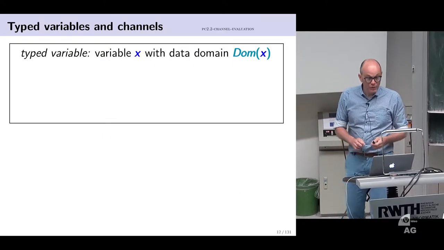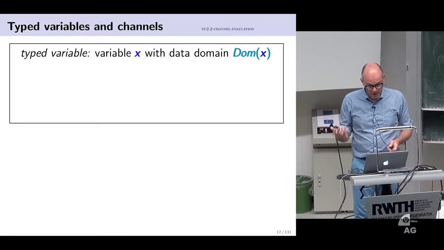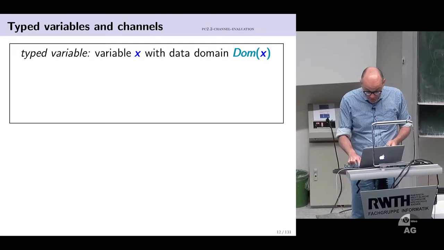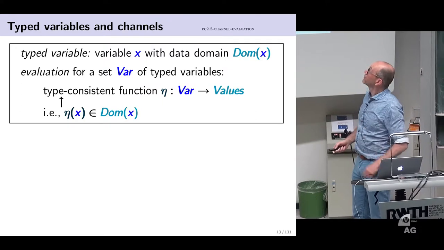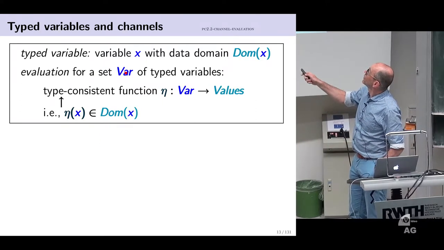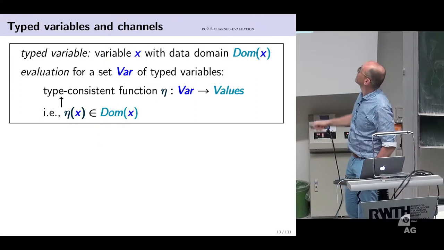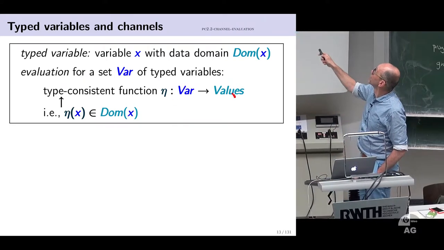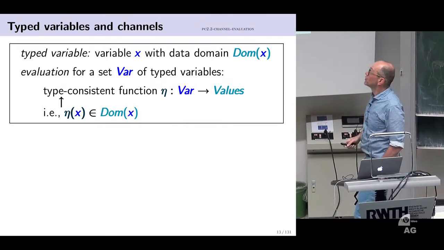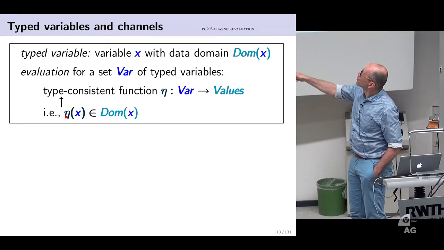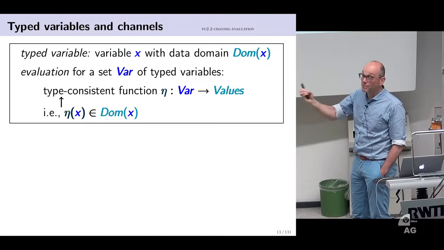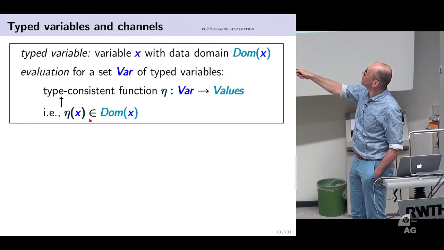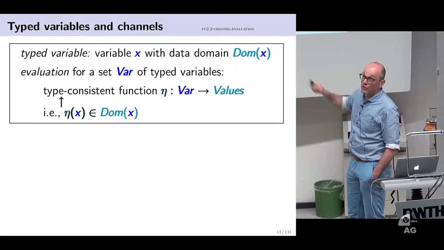Good. So what we have is type variables, variables with a certain domain, DOM of X. And as I remembered before, like for program graphs, we have an evaluation for those variables, which, I just remind you, is a function that maps variables to values. And we use this Greek eta for this. So we're assuming that the value of variable X is type consistent with the type of X. That means, in my terminology, that this is a member of the domain of X.